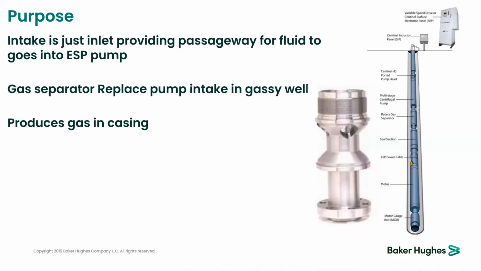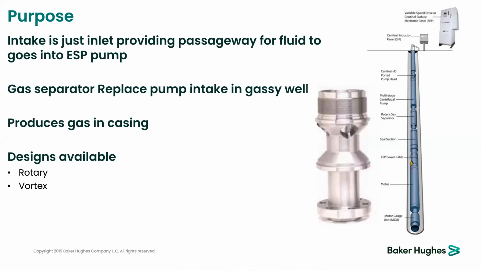Okay. In some applications, the ESP pump cannot handle the existing fluid in terms of gas handling. In that case, instead of the intake, you can install a gas separator in order to separate the gas to the annulus before it goes to the ESP pump. The gas separator comes in two categories, either a rotary gas separator or a vortex gas separator.